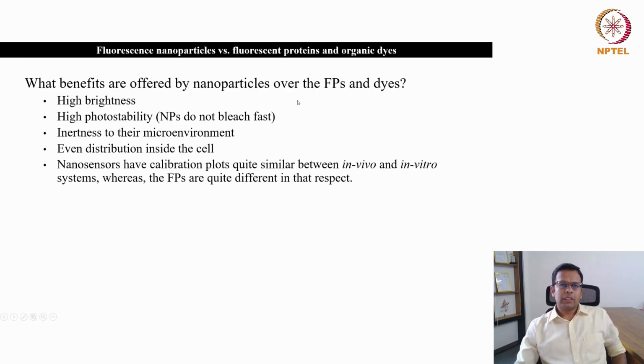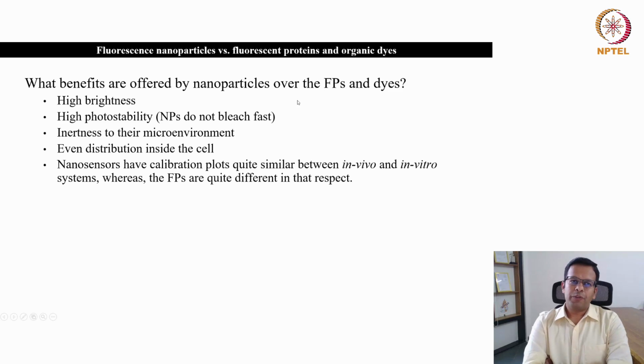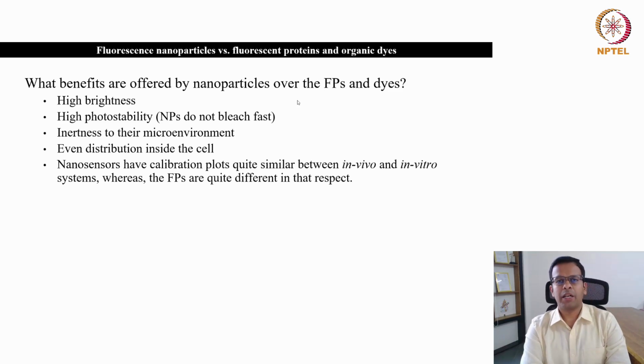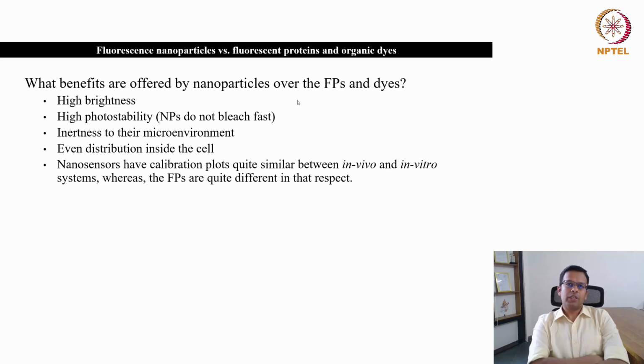Now, what are the benefits of using nanoparticles for fluorescence imaging compared to fluorescent proteins and fluorescent dyes? There are so many varieties of fluorescent proteins and fluorescent dyes available in the market, and they have been extensively used. Then why should one consider using nanoparticles for cellular imaging applications?